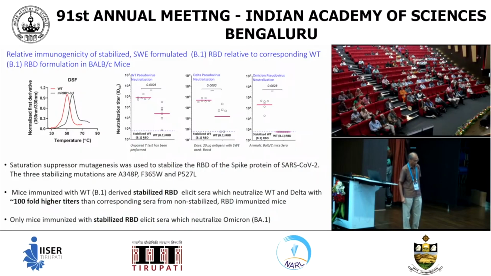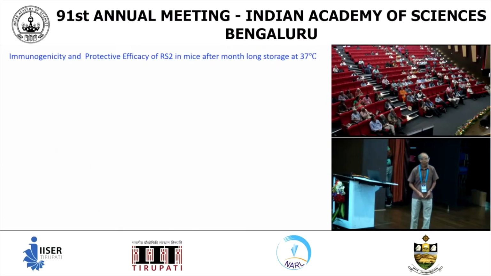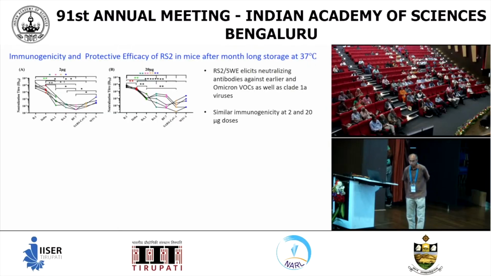So this just summarizes what I said. It shows that enhancing the stability of the protein, besides enhancing its properties in the test tube in terms of storage and other things, also enhances a biological property, namely the ability of the protein to elicit neutralizing antibodies in an animal model. Next, we wanted to see if we stored a slightly modified version of the protein at 37 degrees for a month and used it as a vaccine, would it still be just as good?